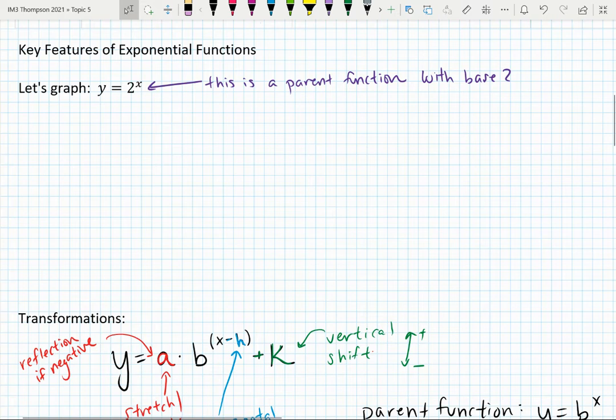A parent exponential function is always going to be of the form f of x equals b to the x, where b is some real number. In this case, we're doing a base of 2, but I could have a different number in that 2 spot. We're going to make a table, draw a graph, and then look at a bunch of the key features.